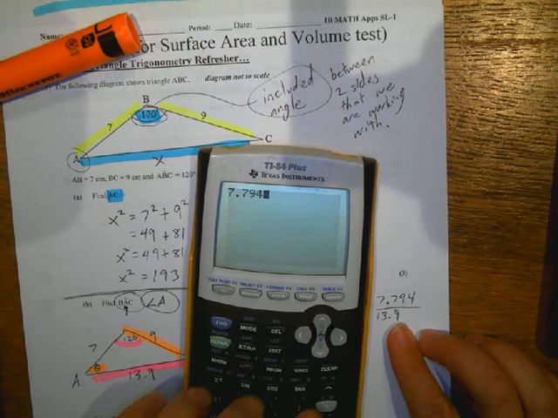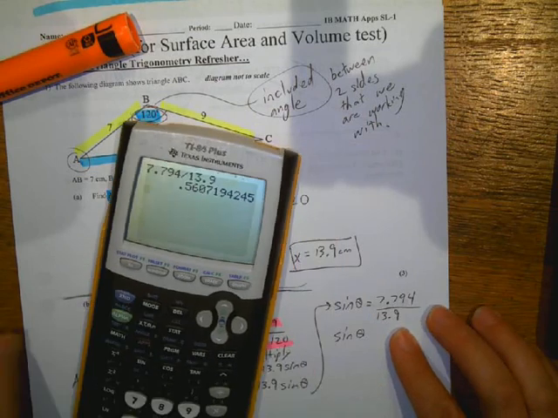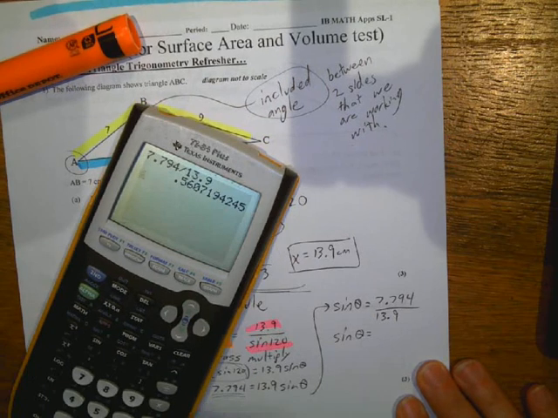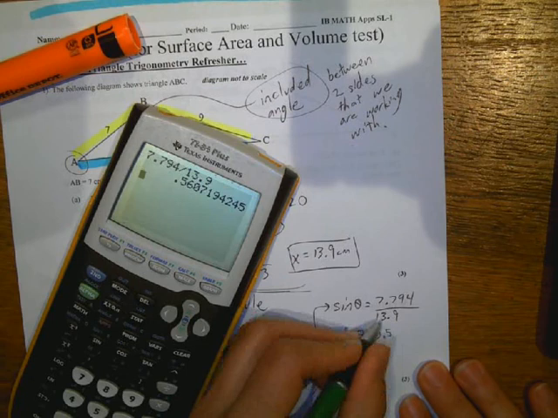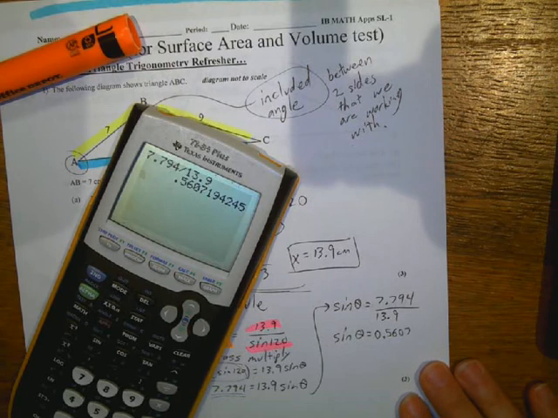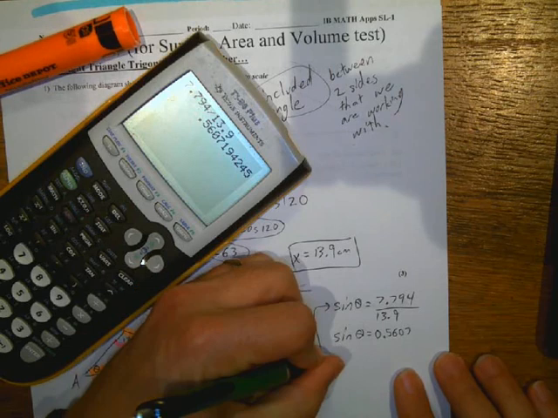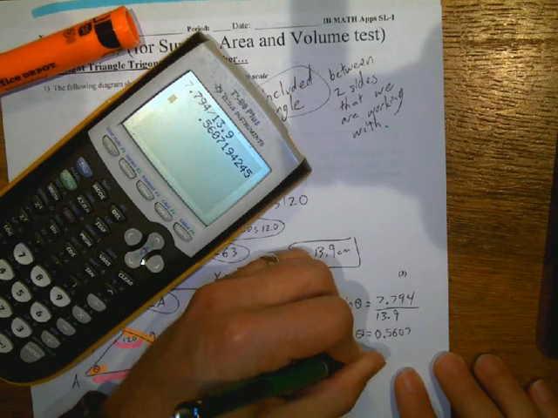7.794 divided by 13.9, and I get this. I often get students that get very scared, and it's not because of Halloween. They're like, oh, how can the angle be 0.5607? Boo hoo hoo. When you are trying to find an angle, you're going to have to push second sine to get the angle.